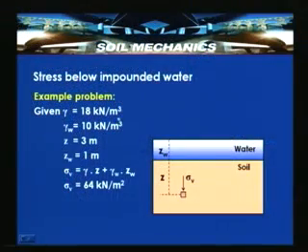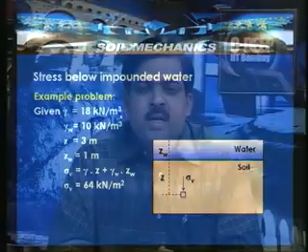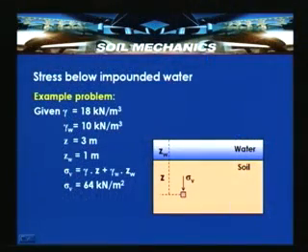Now, let us look into the example problem relevant to a ground surface with an impounded water. The example problem states: given gamma is equal to 18 kilonewton per meter cube, and gamma w is taken as approximately 10 kilonewton per meter cube, and z is equal to 3 meters and zw is equal to 1 meter. So, sigma v is equal to gamma z plus gamma w zw, that is equivalent to 64 kilonewton per meter square. Let us look into this problem here.